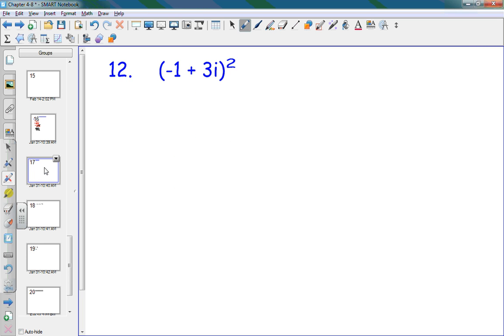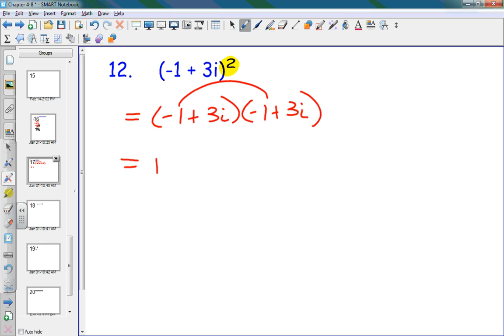Okay, number 12. This is to simplify each expression. Well, if you look at number 12, this is going to be a multiplication problem. Why is it multiplication? Because that lovely little 2 right there means that I actually have how many of these? Not 1, but yes, 2, folks. That right there is why it's multiplication. So what am I going to do? I'm going to FOIL. -1 times -1 is 1. -1 times 3i is -3i. -1 times 3i is going to be -3i. 3i times 3i is going to be plus 9i squared.